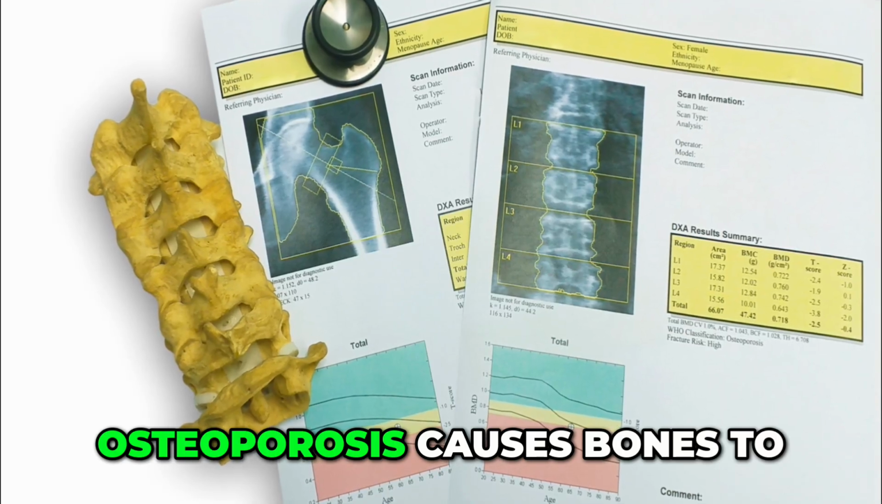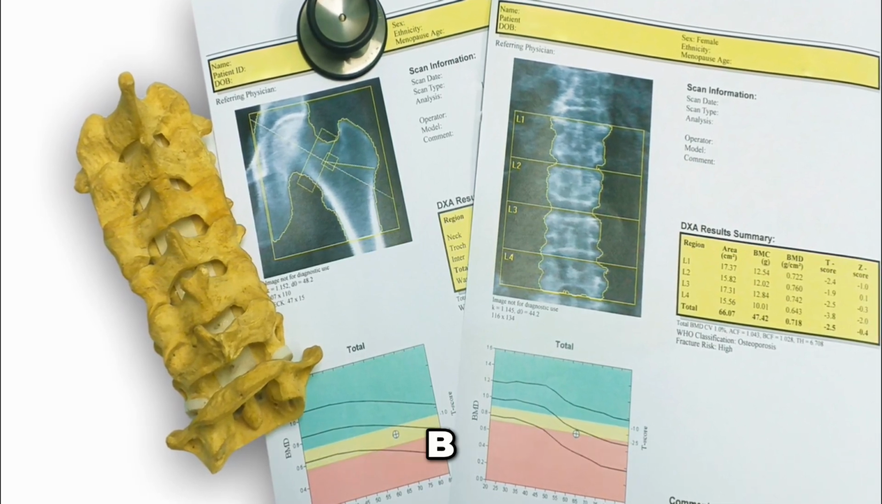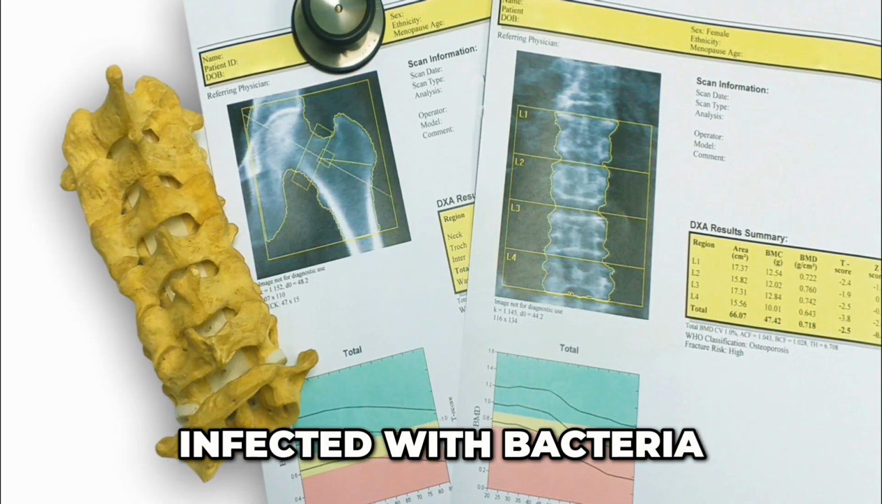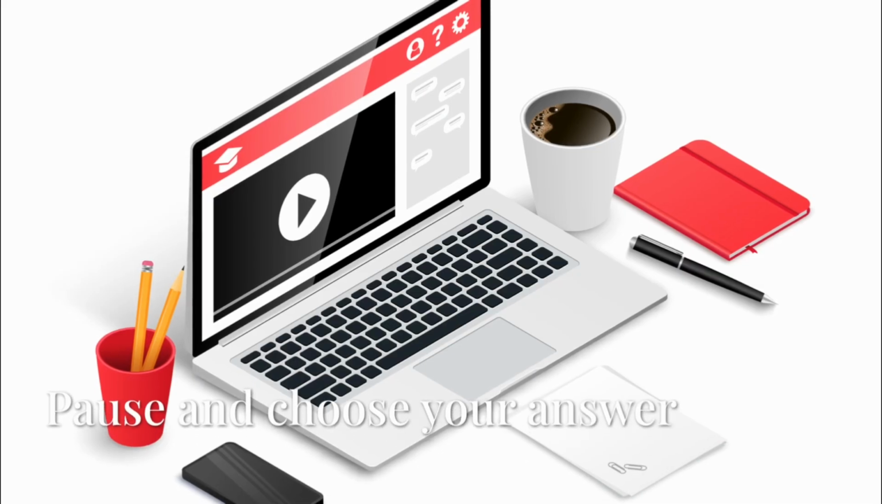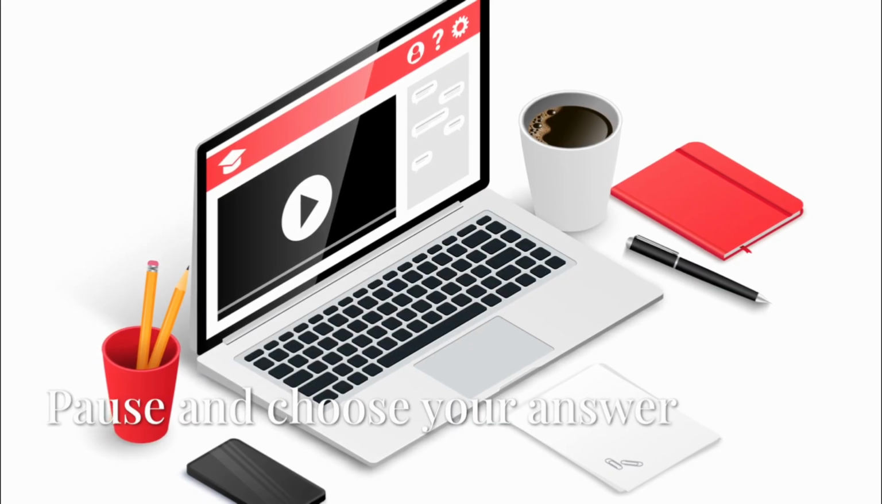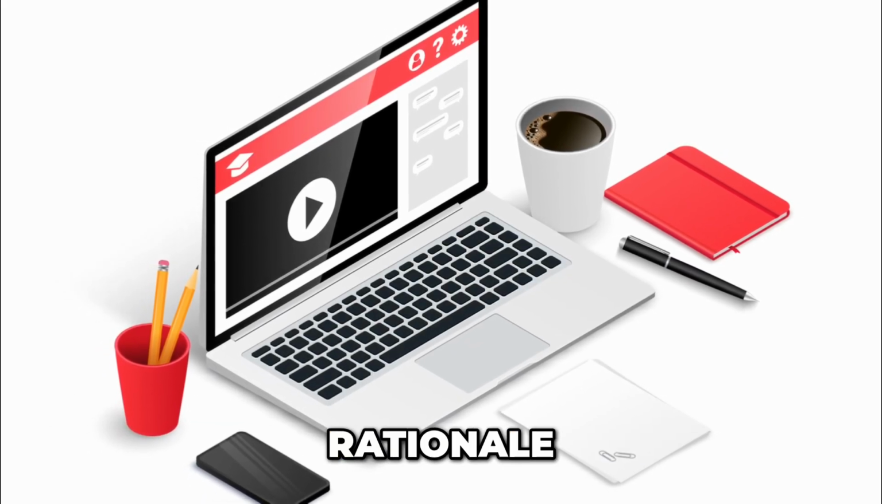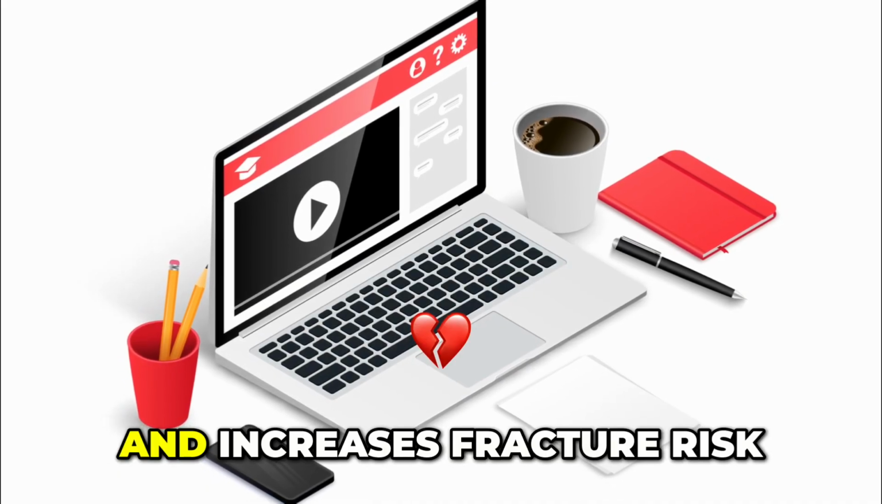Osteoporosis causes bones to become A. weak and porous, B. overgrown with cartilage, C. infected with bacteria, D. filled with fluid. Answer: A. weak and porous. Rationale: osteoporosis decreases bone density and increases fracture risk.